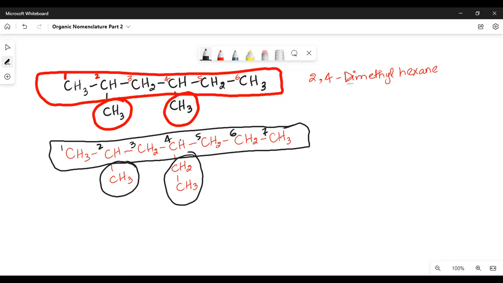Now this time, new rule. The branches, if they're different, are not arranged by the numbers in ascending or descending order. They're actually arranged alphabetically. So one of them is methyl, starts with M. The other one, ethyl, starts with an E. Ethyl comes first. That's going to be 4-ethyl, 2-methyl, and heptane.